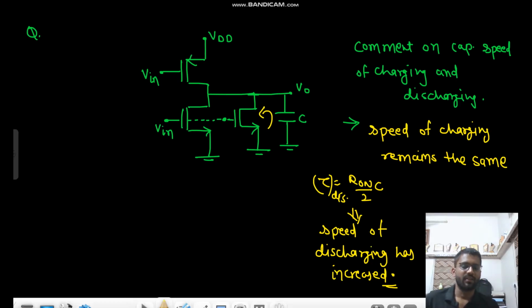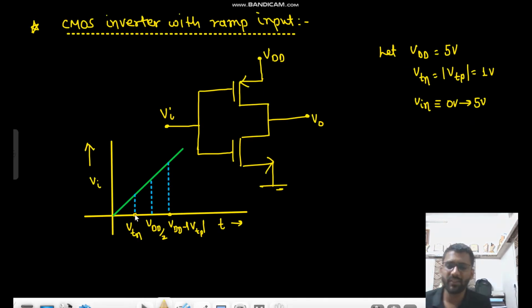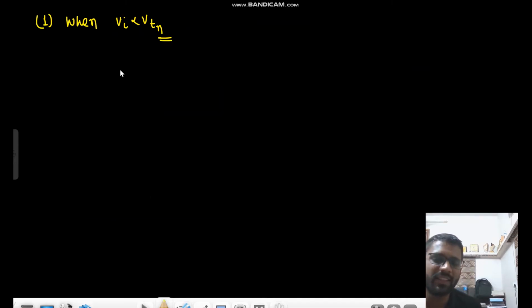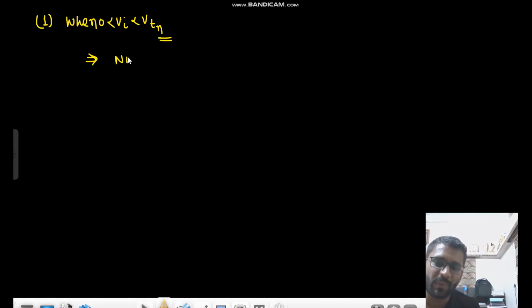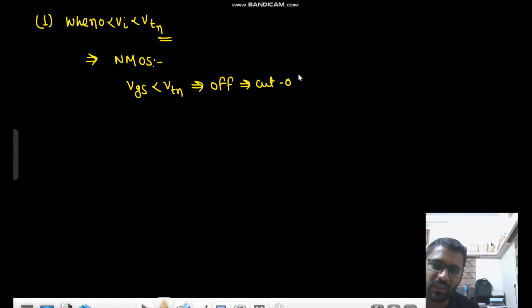So now coming here, the first thing is that we will take V in to be 0 to VTN. So when V in is greater than 0 and less than VTN, that means your NMOS is off, right? NMOS is off and your PMOS is on. For NMOS we can write VGS is less than VTN, that means it is off. That means it goes in cutoff region, right?